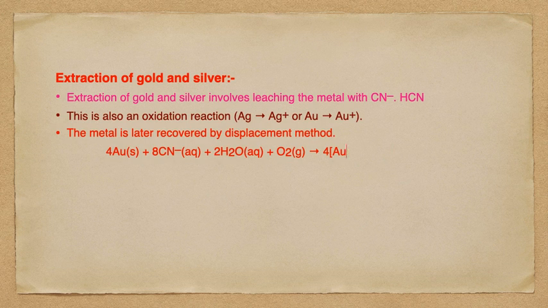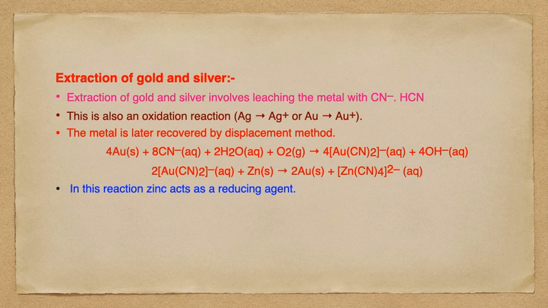Now, extraction of gold and silver. Extraction of gold and silver involves leaching of the metal with CN- and HCN. This is also an oxidation reaction, Ag changing into Ag+, Au changing into Au+. The metal is later recovered by displacement reaction. The equations are shown. Suppose we have some gold in a mixture with impurities, then to the ore we add CN-, water, and oxygen. It dissolves only gold. It does not react with the impurities.